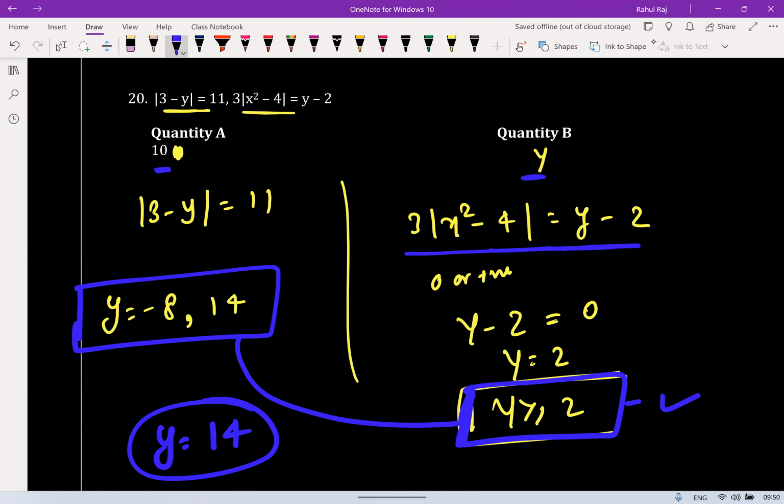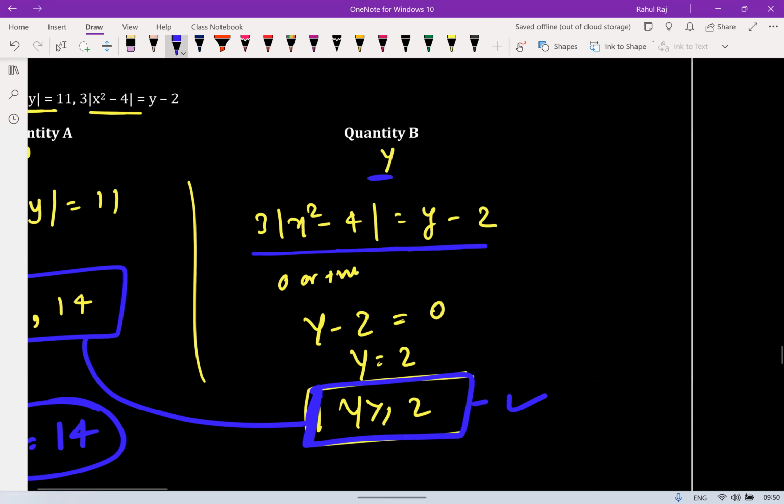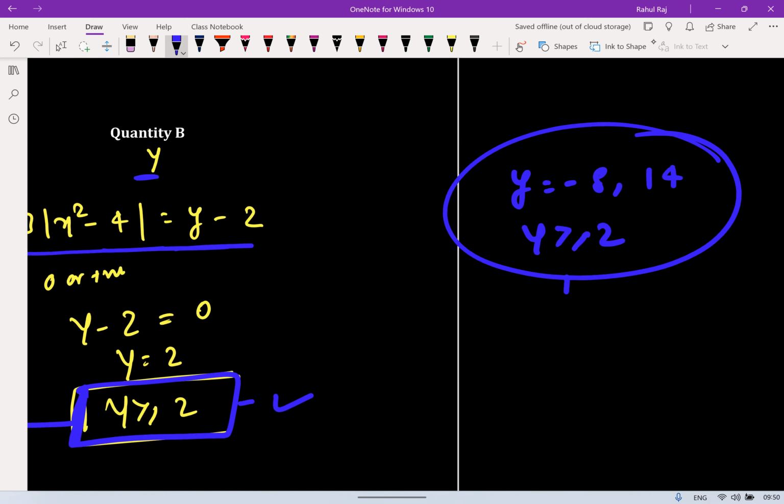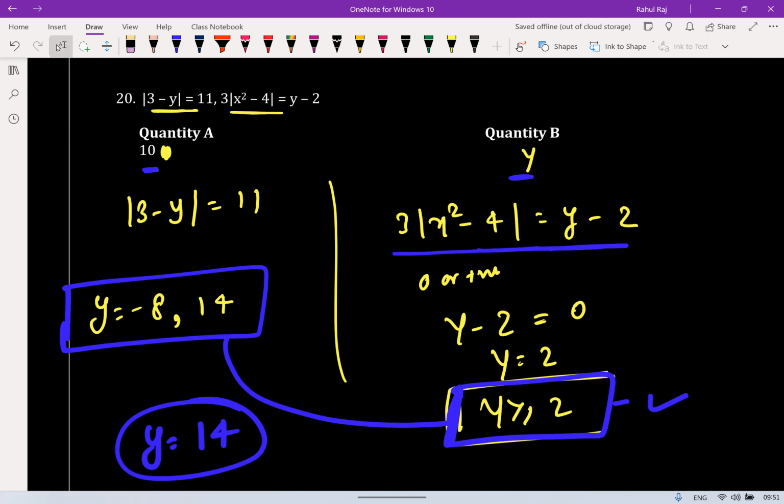How did you combine? Tell me. Option number 1 says y is 14. Option number 2 says y is greater than or equal to 2. You have to find one value of y considering both the options. So I'll get y is equal to 14. That's the reason I marked answer B.